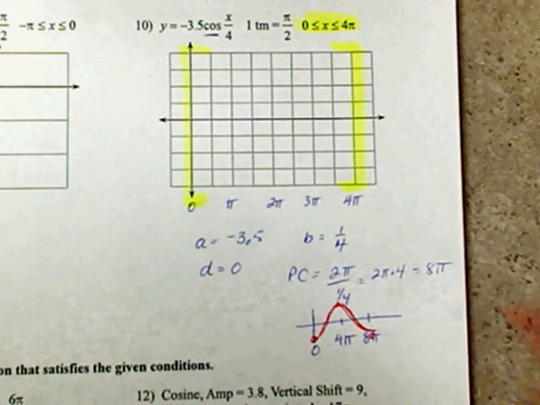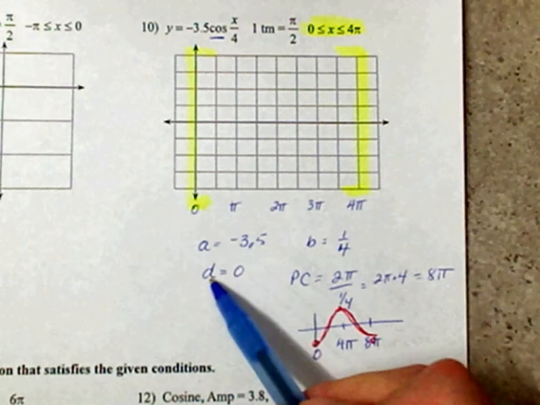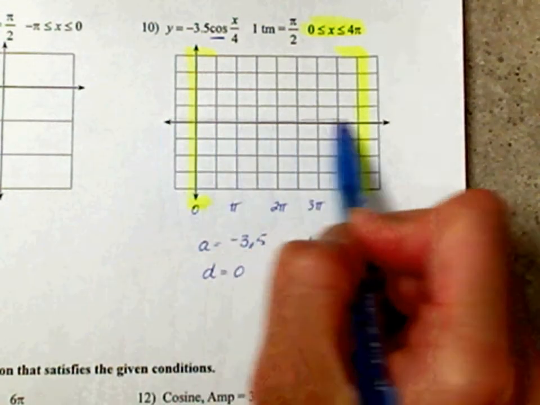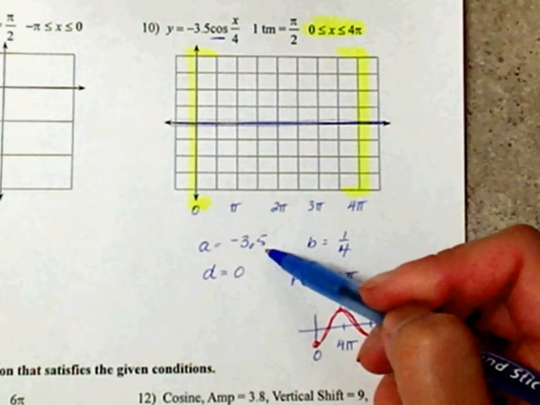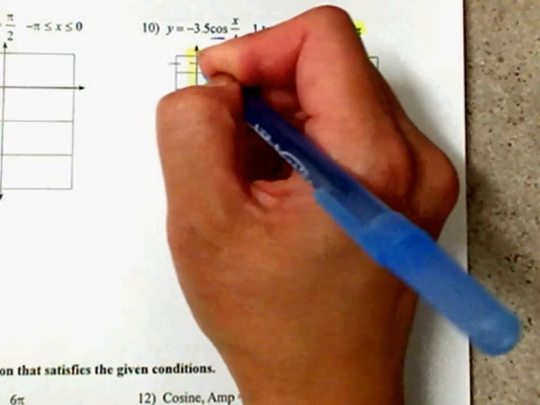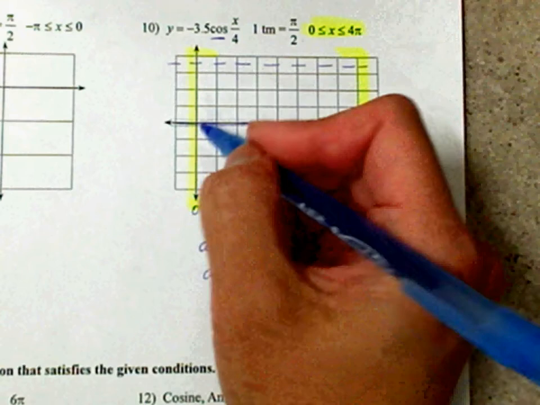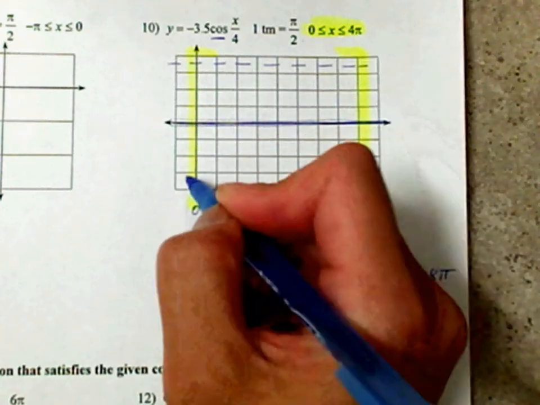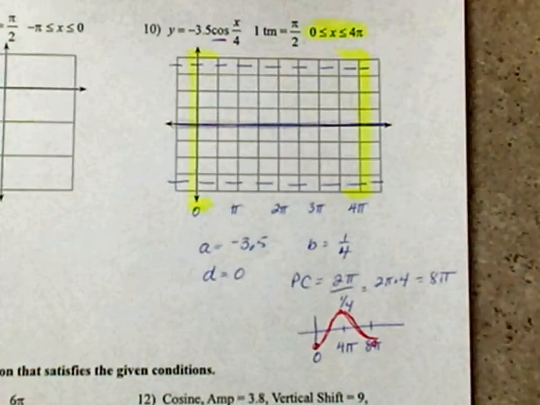So, transfer this over. D is at 0. That's your vertical shift. Amplitude is 3.5, so I'm going to go up 3. 1, 2, 3.5, half. Draw your dashes. I'm also going to go 3 down. 1, 2, 3. Okay? Now use that to graph.